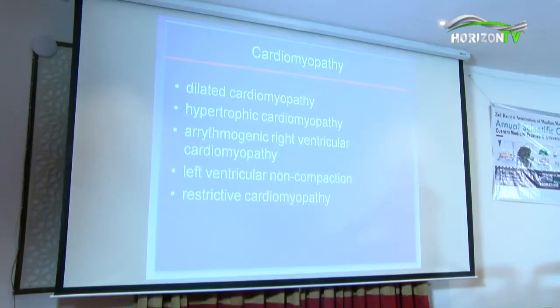So this is just a slide which I thought is worth sharing. If you look at cardiomyopathy or heart muscle disease, there are many types, and the most common that we see here is dilated cardiomyopathy, or idiopathic type. Then we do have hypertrophic cardiomyopathy, arrhythmogenic right ventricular dysplasia, left ventricular noncompaction, and restrictive cardiomyopathy.